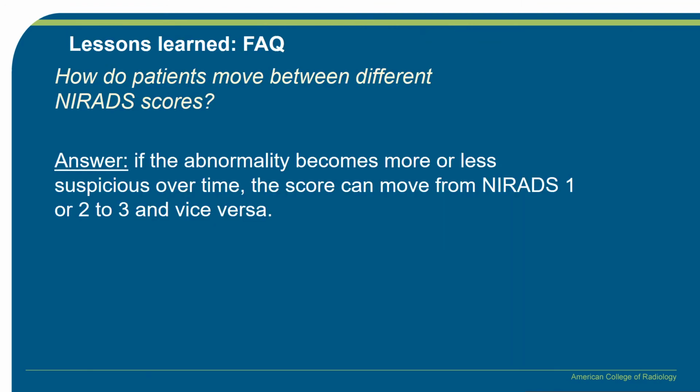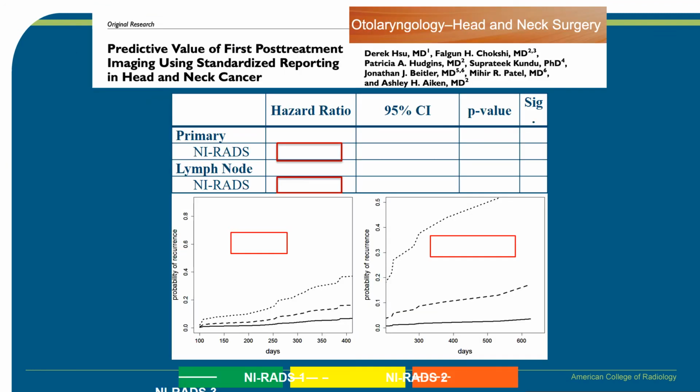So this is an example of how patients can move between different NI-RADS scores. If the abnormality becomes more or less suspicious over time, the score can move from that NI-RADS 2 to a 1 or 3 or vice versa. This recent publication just shows the predictive value of our first post-treatment imaging and the value of NI-RADS.